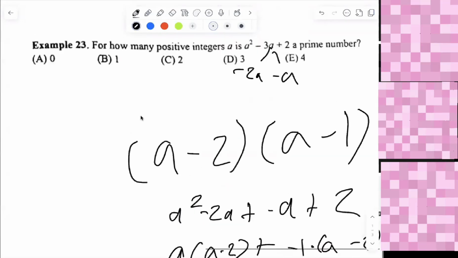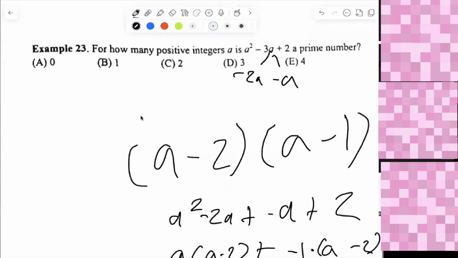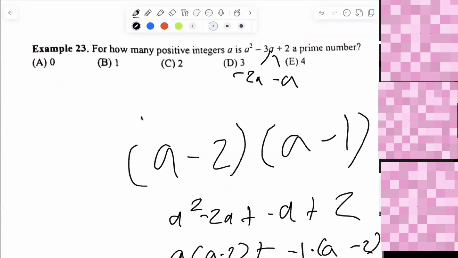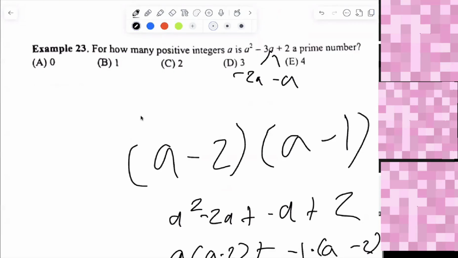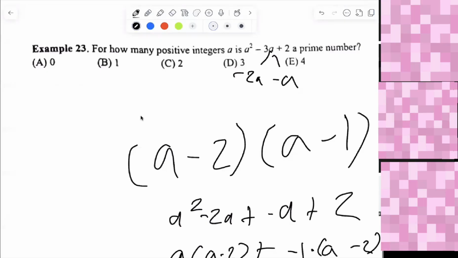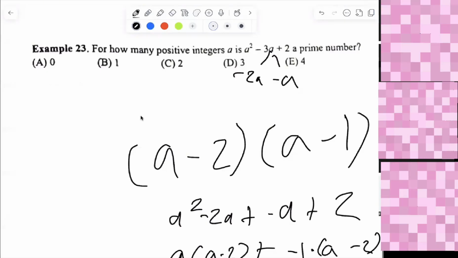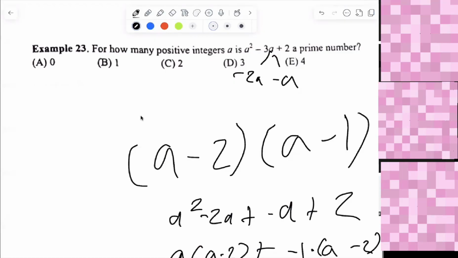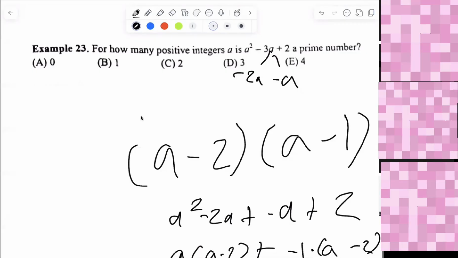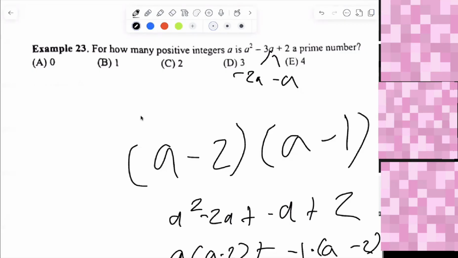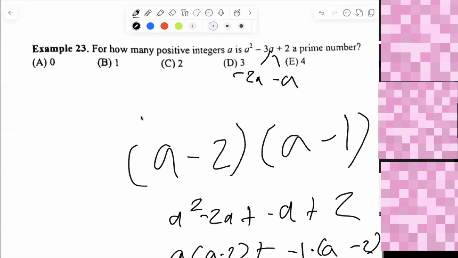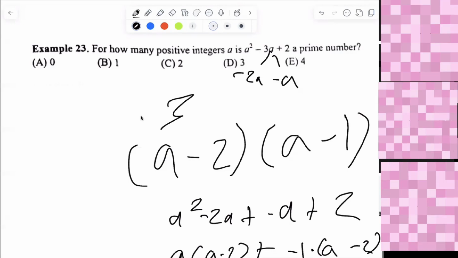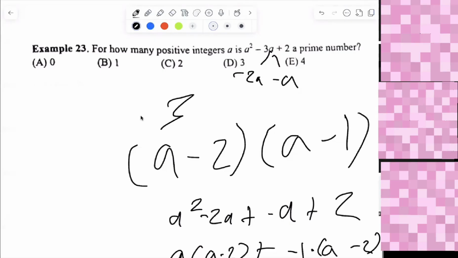So from here, we notice that we want this to be positive and be a prime number, since all prime numbers are positive. So how do we get this? Well, this only happens if and only if one of them is 1, or all of them are, if both of them are negative, but that's not possible, since we only want positive integers a. So this can only happen when a minus 2 equals 1, or when a is 3, or a is equal to 2. 2 is not possible, so this can only be 3.